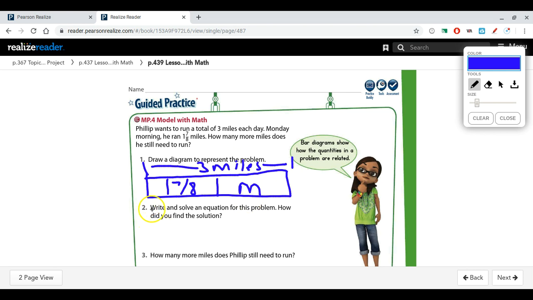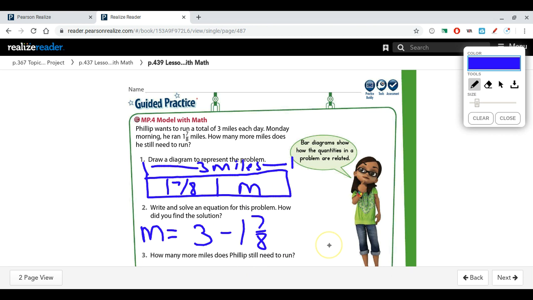So it says write and solve an equation for this problem. How did you find the solution? So m, right, we're looking for that missing variable. m is going to be equal to 3 subtract 1 7/8. Okay, now we're going to solve it. So to solve it, we're going to subtract 1 7/8 from 3.